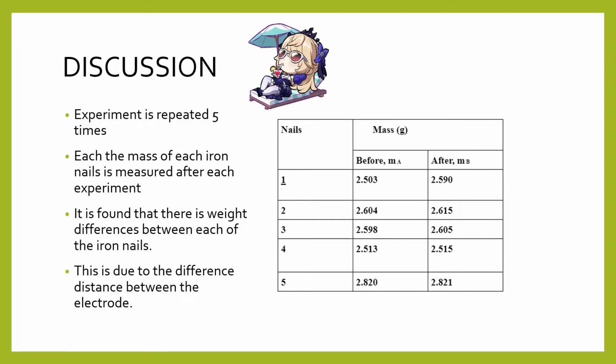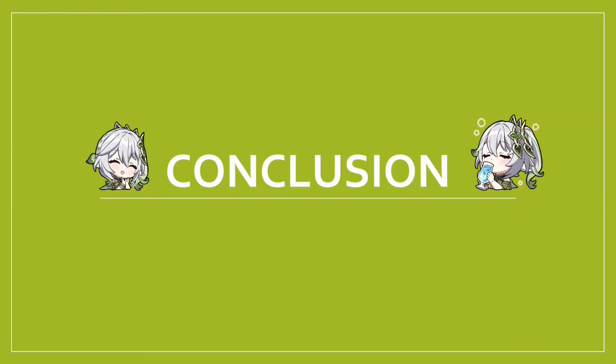The decrease in current will cause the reaction to become slower because the amount of electrical charge transferred within the electrolytic cell becomes lesser, according to Faraday's first law. Therefore, the rate of electroplating of copper on the iron nail decreases. Hence, the cathode becomes harder to electroplate when the distance between cathode and anode increases. Now we move to the conclusion part.